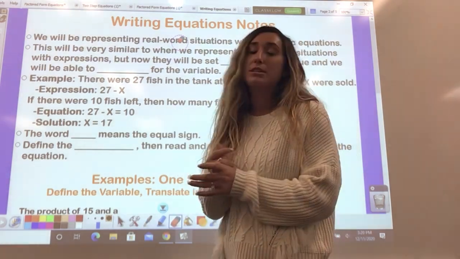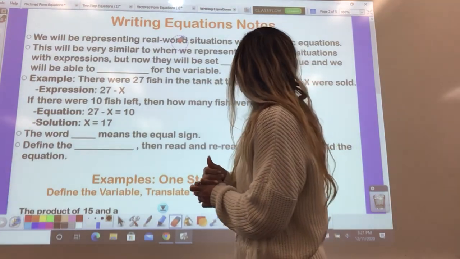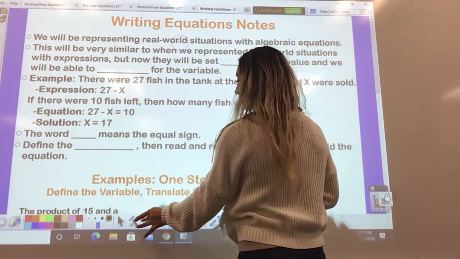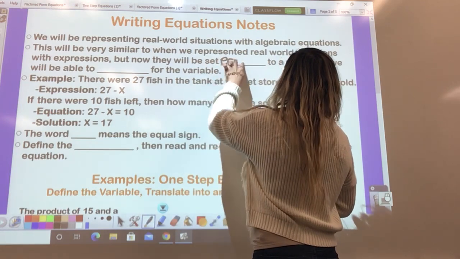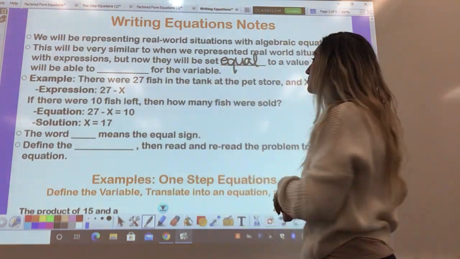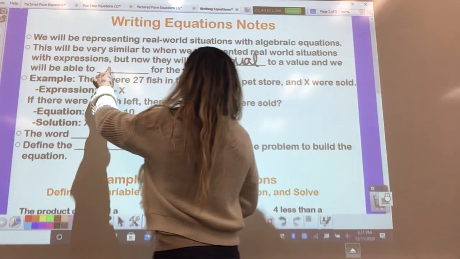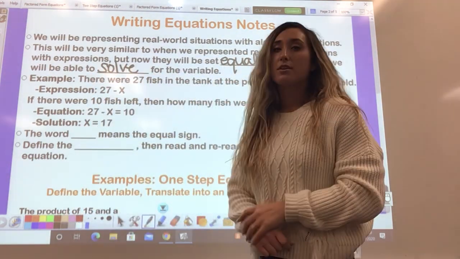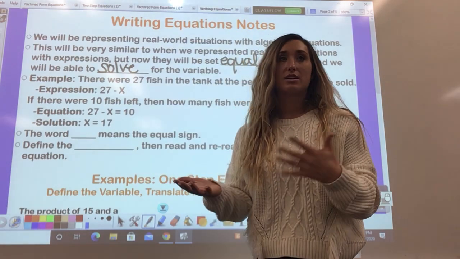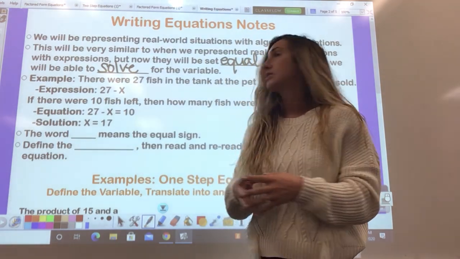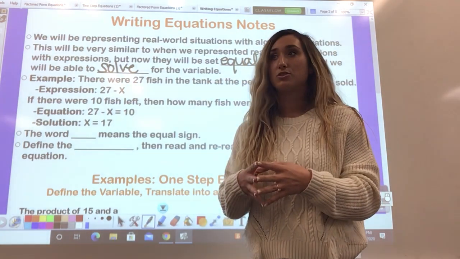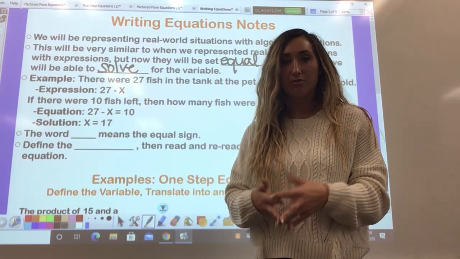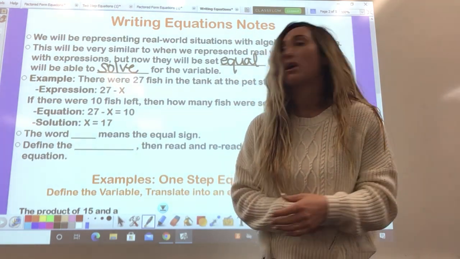If we think back to what we did with expressions, this is going to be very similar to that, but now they will be set equal to a value, and we will be able to solve for the variable. Okay, so expressions, we just ended up with something like 2x plus 6. With an equation, we'll end up with 2x plus 6 equals 7, and then we can solve for x. We can figure out the answer to the problem.